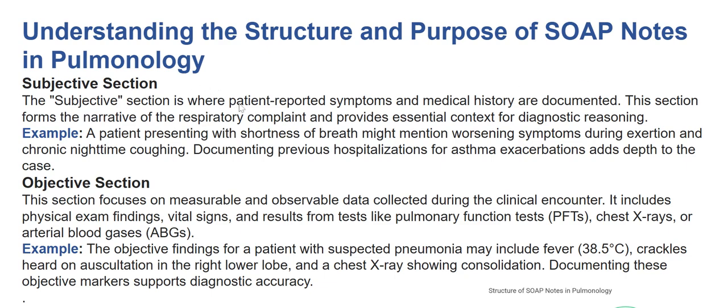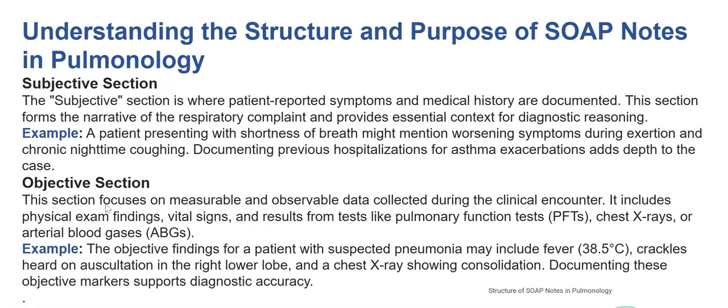The subjective section is where patient-reported symptoms and medical history are documented. This section forms the narrative of the respiratory complaint and provides essential context for diagnostic reasoning. Example, a patient presenting with shortness of breath might mention worsening symptoms during exertion and chronic nighttime coughing. Documenting previous hospitalizations for asthma exacerbations adds depth to the case.